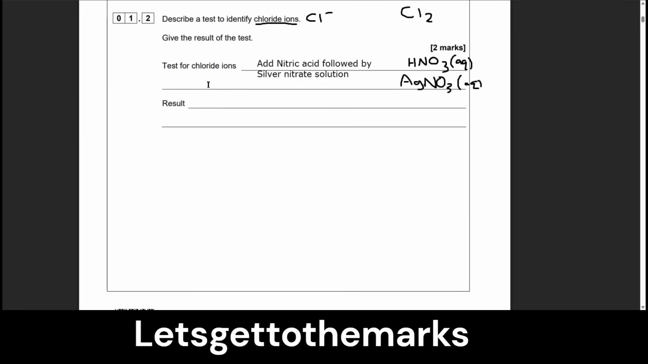Now, the result of the test is that we would get a white precipitate. Now, precipitate, if you're wondering what that is, an insoluble solid. So you'd see a solid form within the middle of the solution that doesn't dissolve. So this would get you the marks. I think you get the 2 marks for silver nitrate solution and white precipitate.